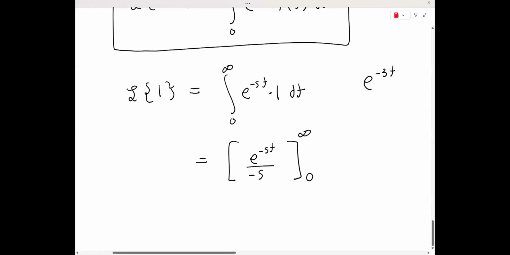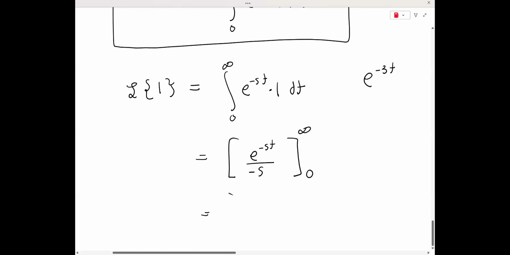Maybe I'll write it another way too. Let's try it like this: negative 1 over s, e to the negative st. Now this s can be really annoying because it looks like a 5, so you have to be careful with these s's. I don't like the s in this, but that's the notation for it.